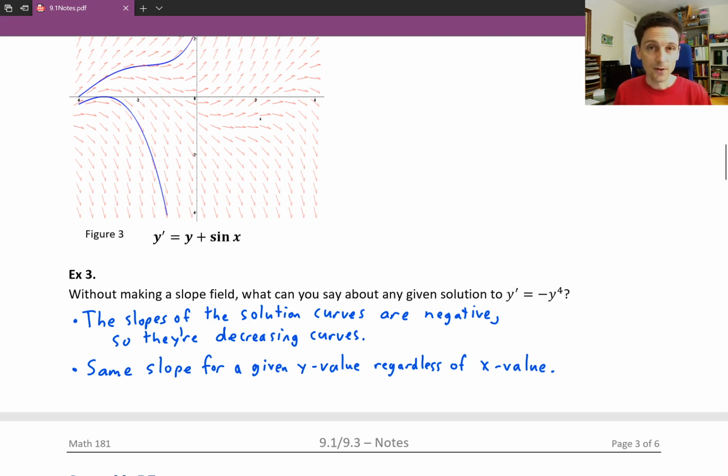Equations like this are sometimes called autonomous equations, and you'll take a look at them in one of your computer labs.